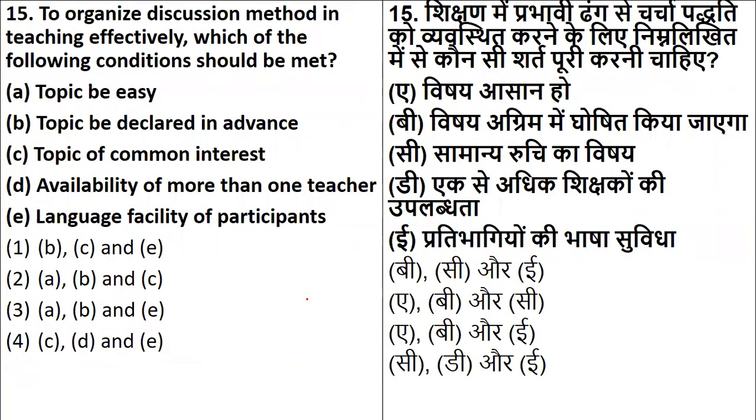Now, let's come to the last question of the day, and it should definitely be right, I feel. It is one of the easy questions, but let's see how you are able to do. To organize the discussion method in teaching effectively, which of the following conditions should be met? Topic should be easy, topic should be declared in advance, topic of common interest, availability of more than one teacher, or language facility of the participants. So which can play an effective role in the discussion method?